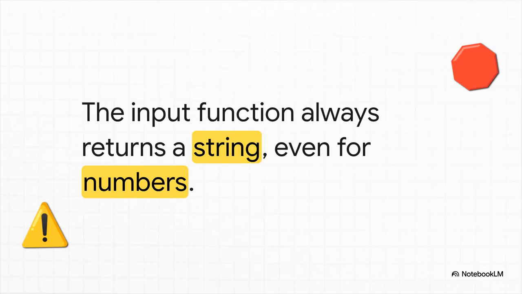Now, really quick, I need to plant a seed here. Here is a massive pitfall you have to watch out for. When you ask a user for input using the input function, Python always, and I mean always, returns a string. So even if someone types the number 5, Python sees it as the text character 5. If you're expecting to do math with that, it's going to cause bugs. Keep this in the back of your mind, because we're going to solve this exact problem a bit later.